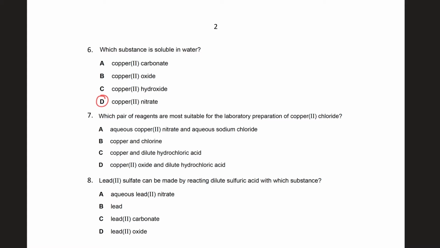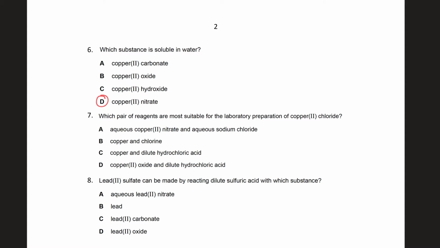Which pair of reagents are most suitable for the lab preparation of copper 2 chloride? Now for this one, you have to understand that copper 2 chloride is soluble. For a soluble salt, we can use the crystallization technique. So we have to see what technique we can do over here. So let's see. We have aqueous copper 2 nitrate and aqueous sodium chloride. They will both react and produce sodium nitrate and copper chloride. That's a double displacement reaction, but we are going to see both soluble salts reacting to make two more soluble salts. That's not going to help us.